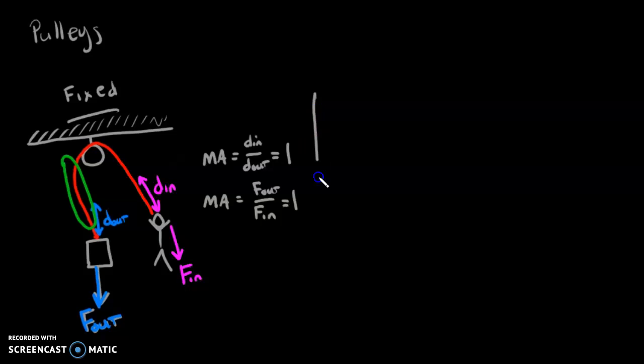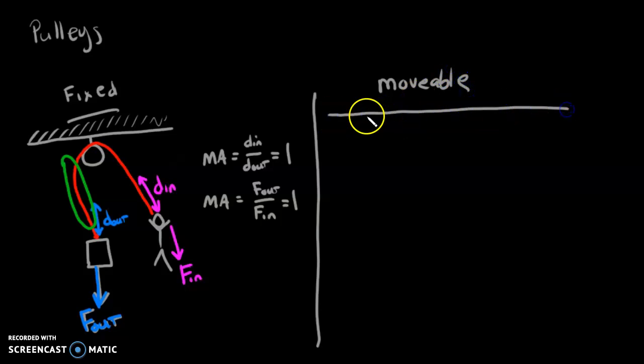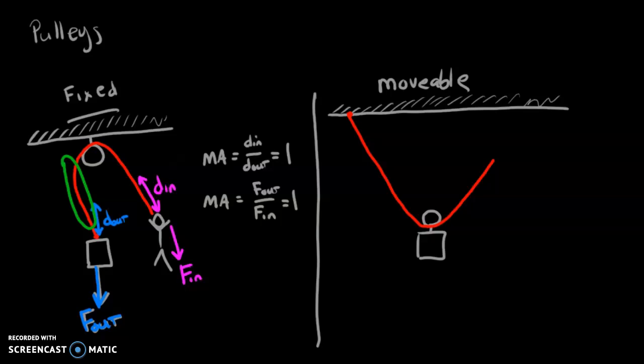So next, let's look at a movable pulley. Alright, so I still have my ceiling here. I have my object resting on the ground, but this time I'm going to attach my pulley to the object. I'm going to anchor my rope onto the ceiling, bring it down under the pulley, and back up to where I am standing on some platform trying to lift my object.